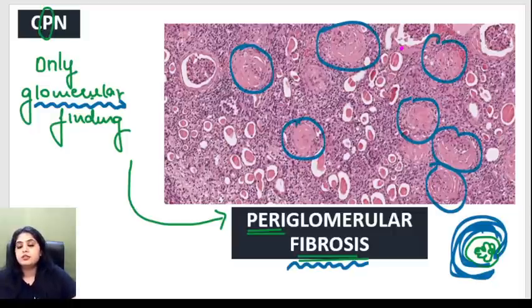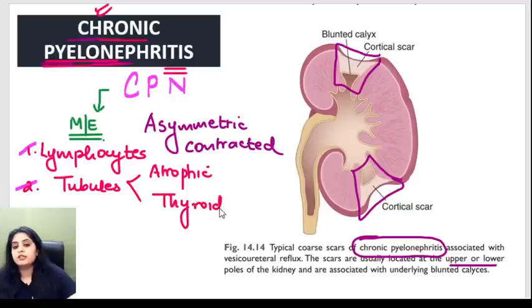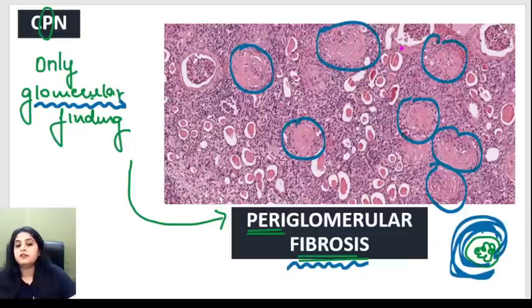Having said that, done with the findings of CPN, it will show you cortical scars, it will show you lymphocytes, the tubules will show you two things. Number one, the lining will become atrophic. Number two, there's going to be something known as thyroidization. And when you're talking about the glomerulus, the only glomerular finding is periglomerular fibrosis.